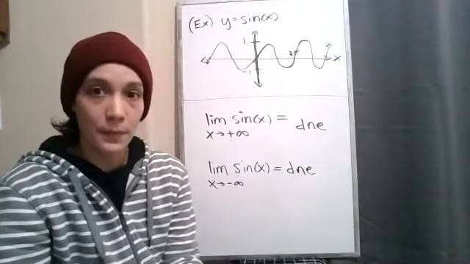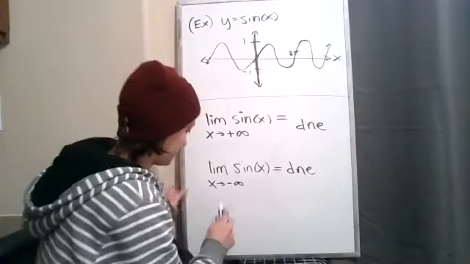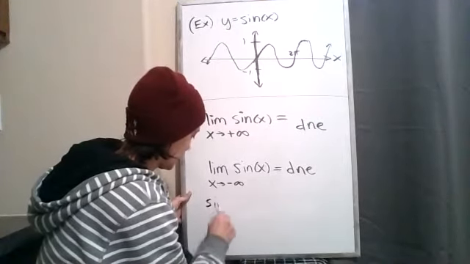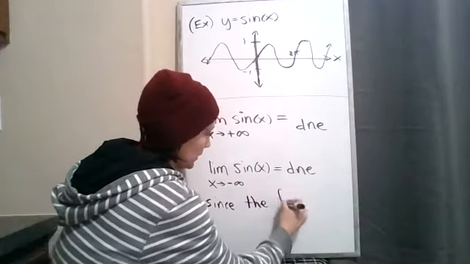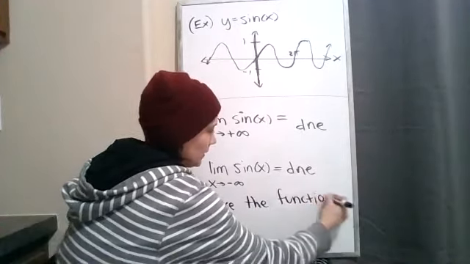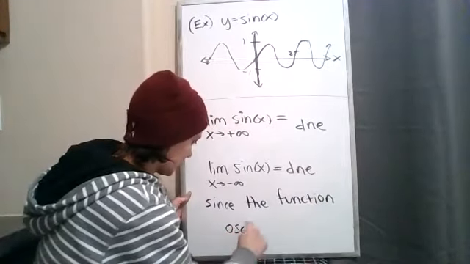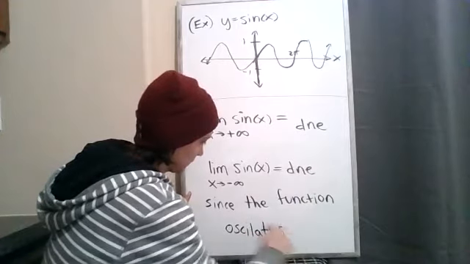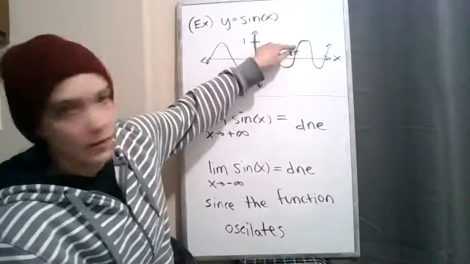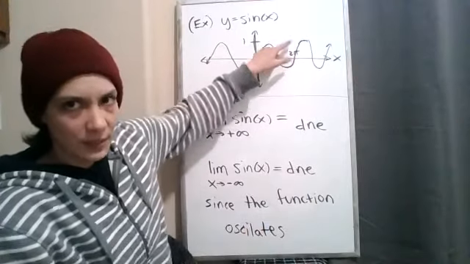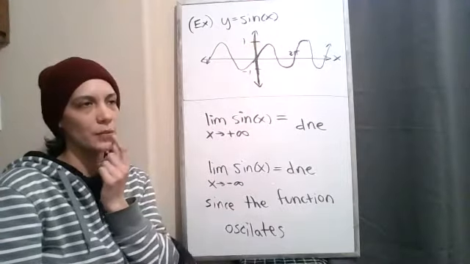Could you explain again one more time? Yeah. Well, I'm going to write down since the function oscillates. So if you try to pick a value for the limit, how would we do the proof?